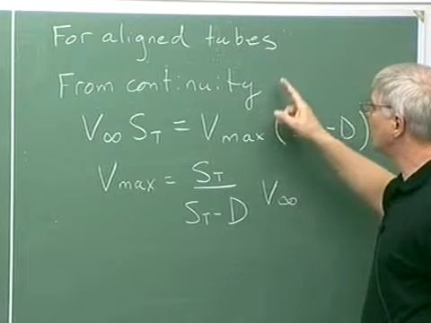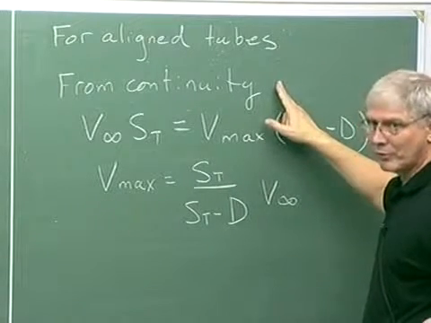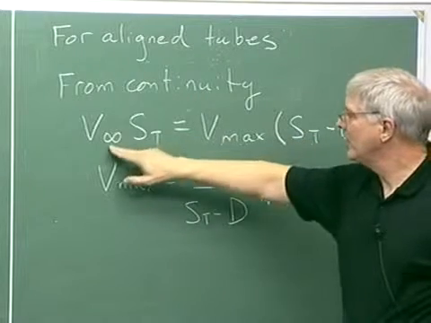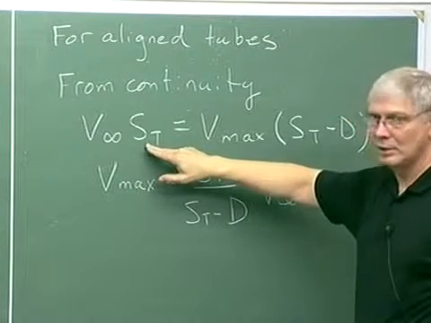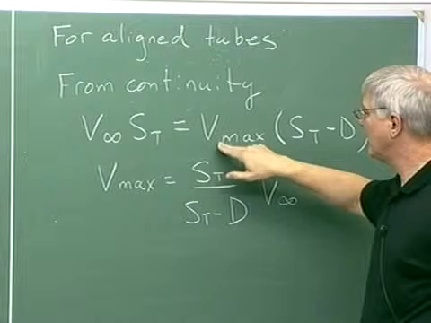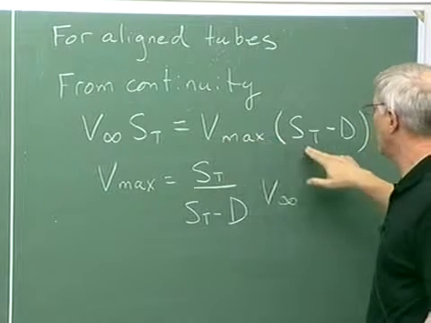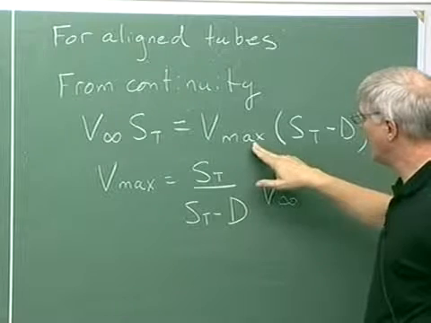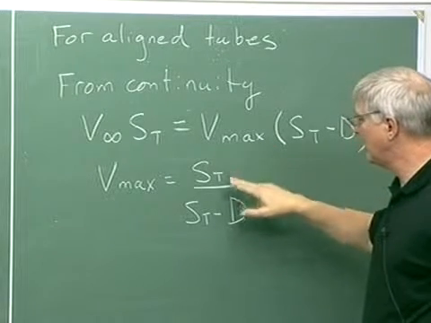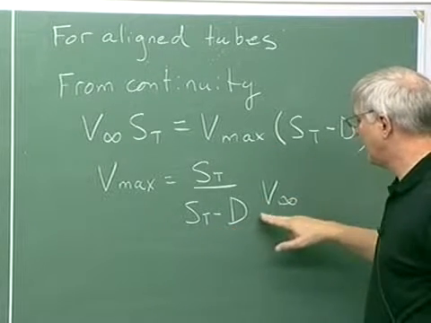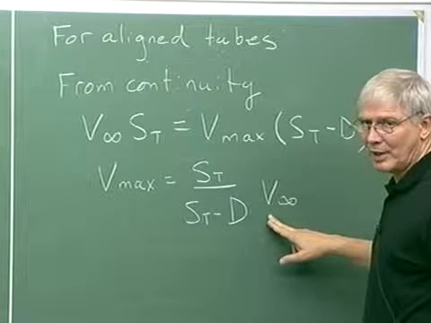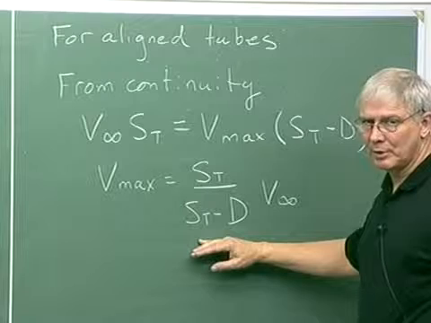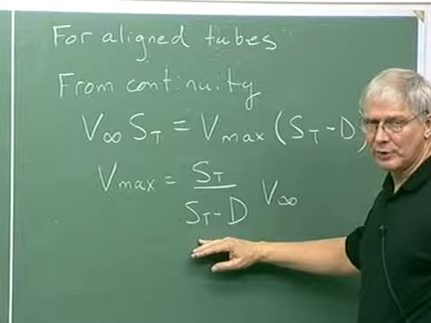Okay, for the aligned tubes, if you refer to your diagram, from continuity, V infinity times ST also has to equal V max times ST minus the diameter. So we can solve for the maximum velocity, and we have ST over ST minus D times V infinity. So if we have aligned tubes, this is the velocity we're going to use in the Reynolds number to calculate the Nusselt number.